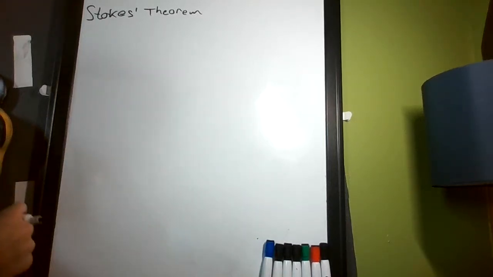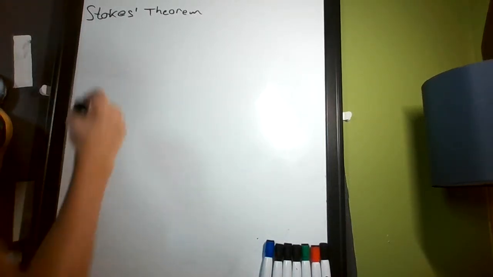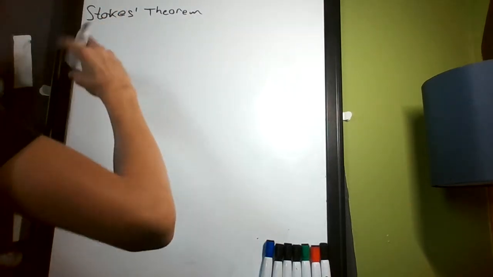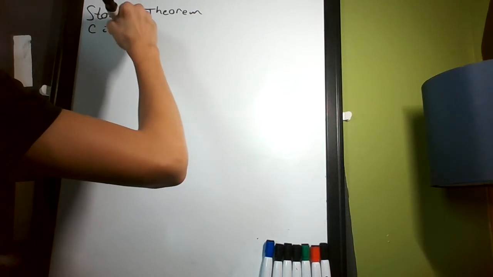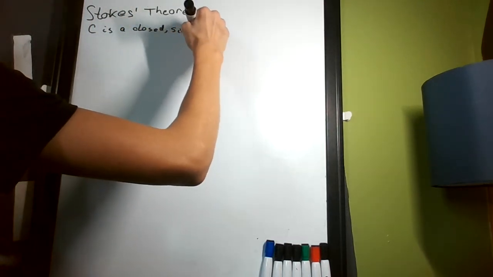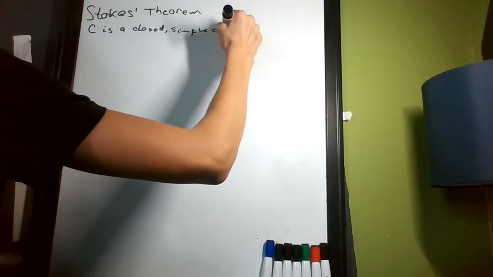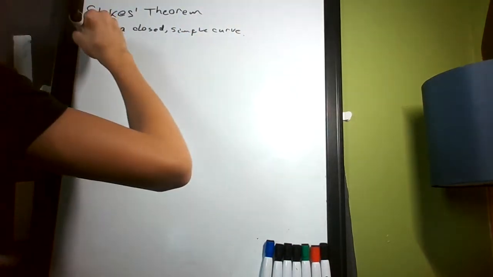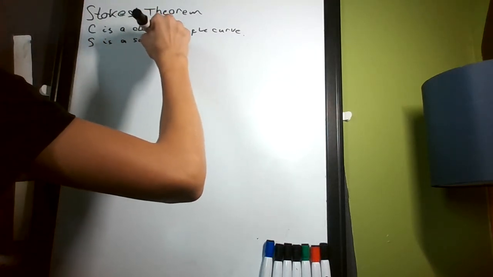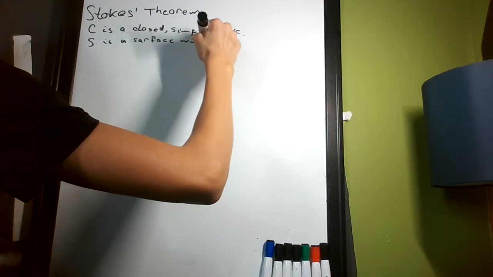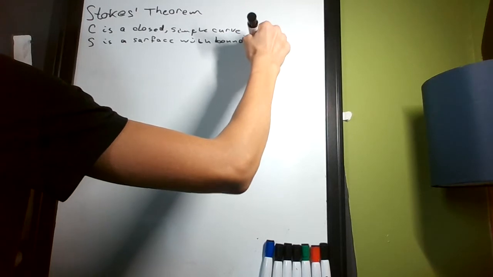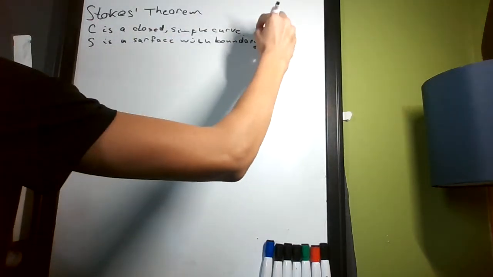Today, I will be doing an application of Stokes' Theorem. What Stokes' Theorem says is that first I need to set up a couple things. C is a closed curve, or closed simple curve, meaning it doesn't intersect itself. S is a surface with boundary C, the curve C.